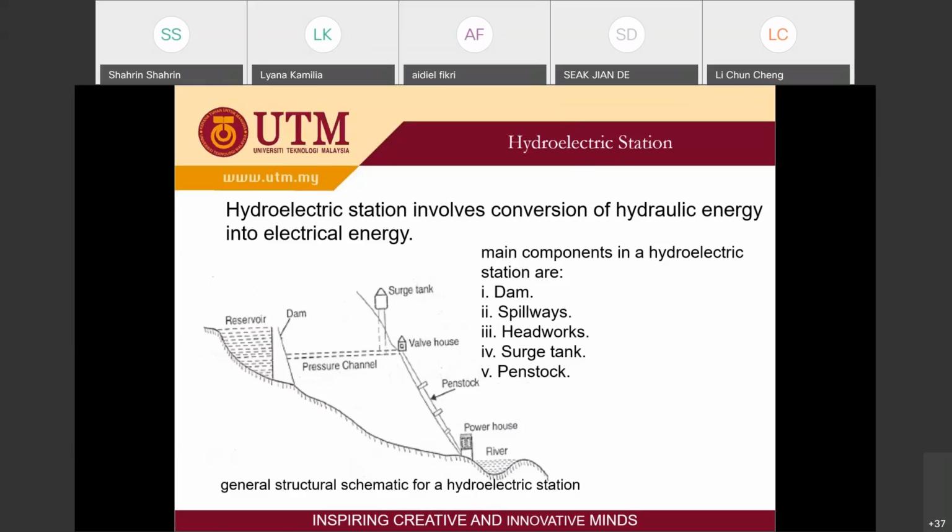For this class, I only concentrated on the coal thermal power station, which we covered in the previous class, and today we will cover the hydroelectric station. Why do I cover only these two? Because for these two types of power generation, the technology is almost saturated and steady.